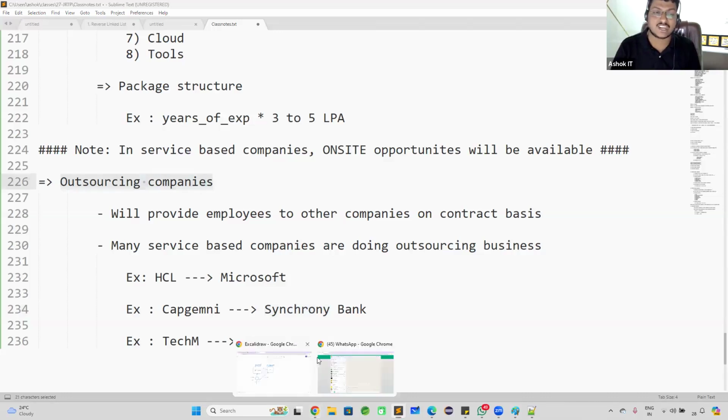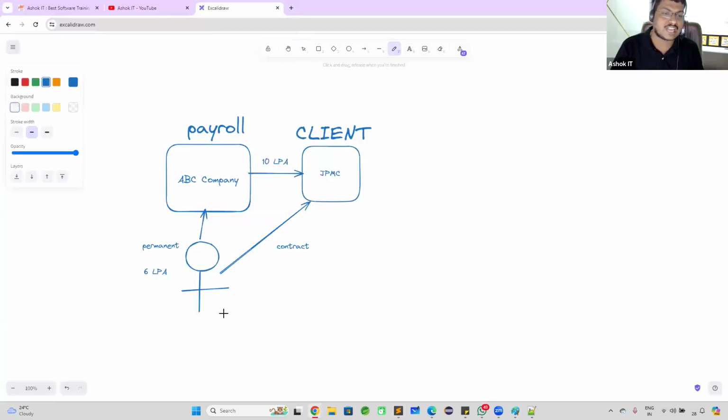Nowadays in the IT industry, most of the jobs are like this. You will get selected for one company, and that company will send you to another company for the project. Outsourcing business is there, and so many service-based companies are doing outsourcing business.